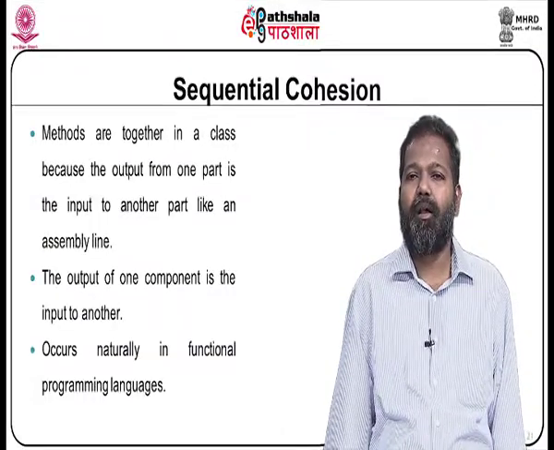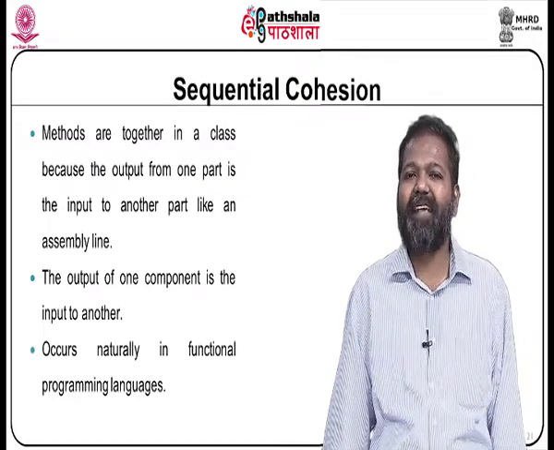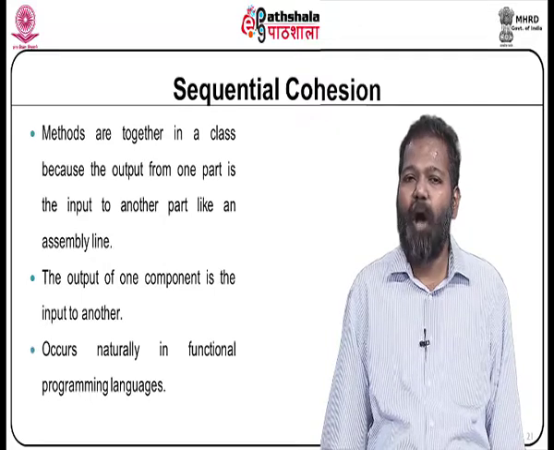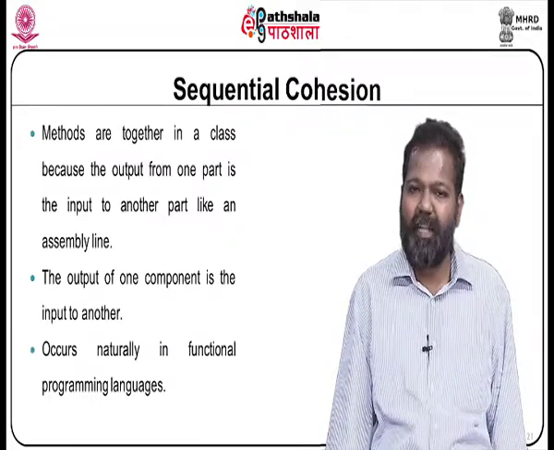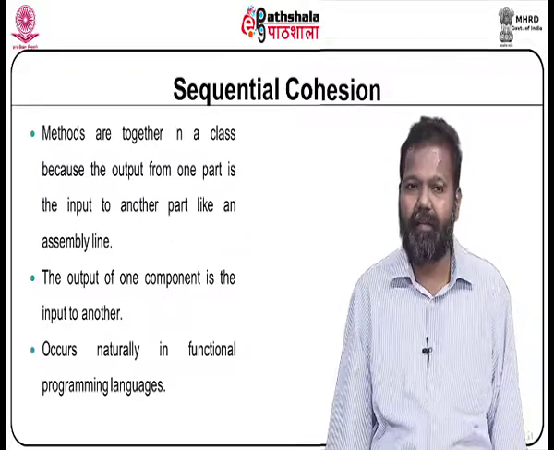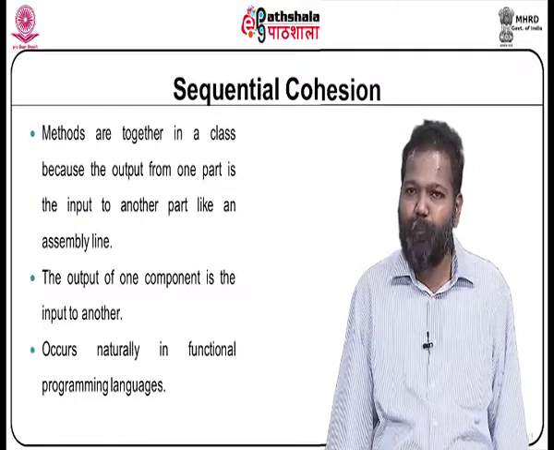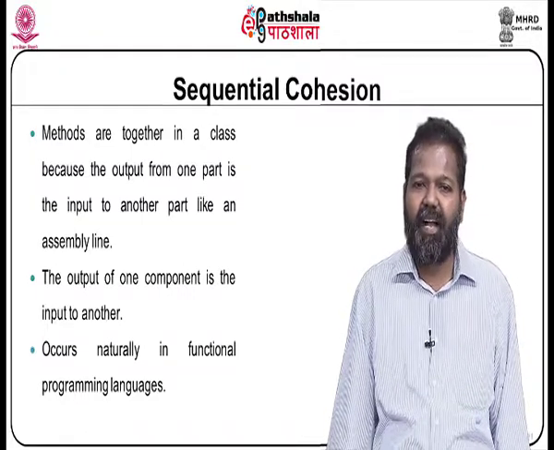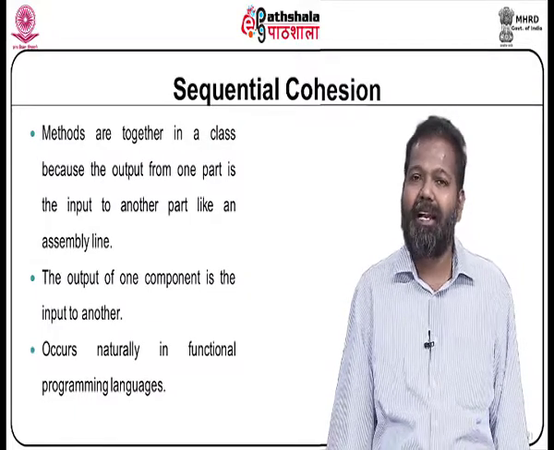Sequential cohesion: methods are together in a class because the output from one part is the input to another part, like an assembly line. The output of one component is an input to another, occurs naturally in functional programming languages.